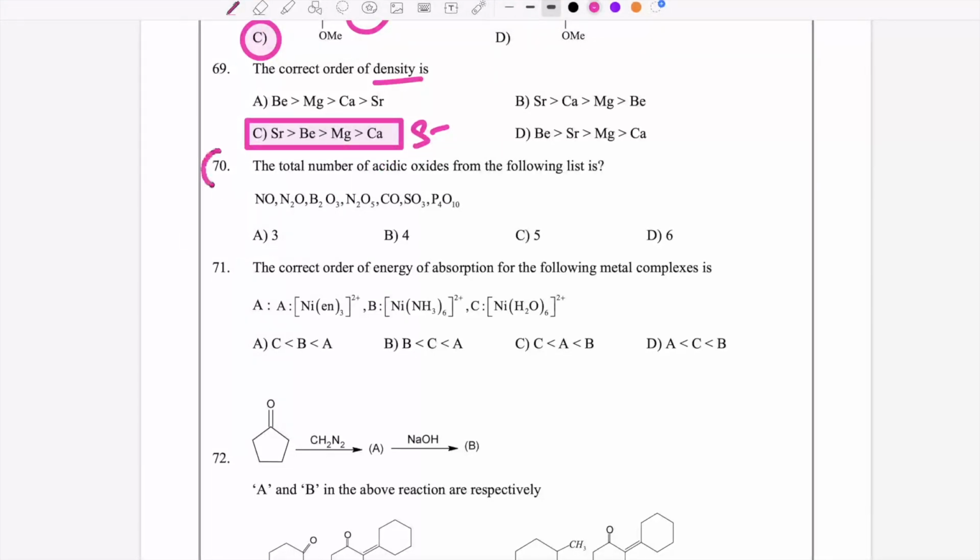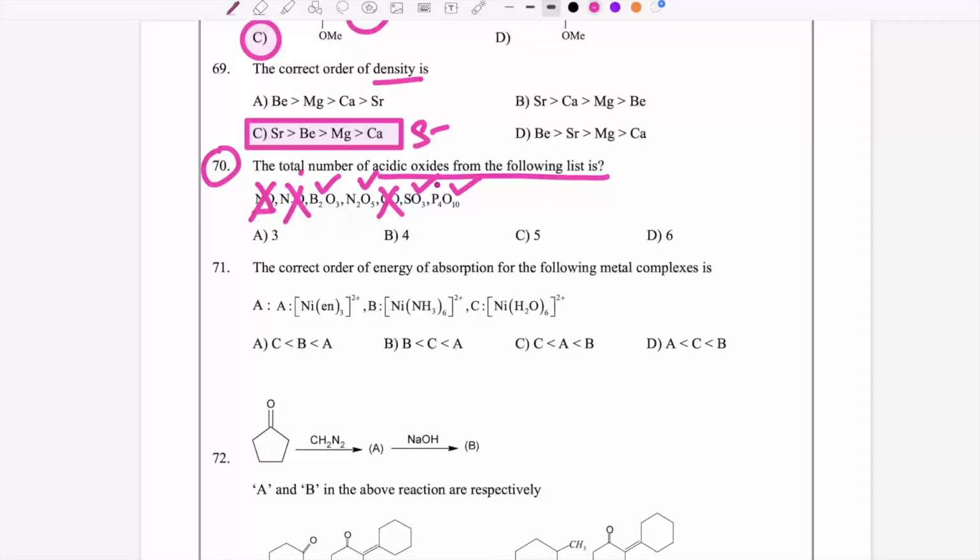Okay, we'll move to the 70th question. Question number 70. The total number of acidic oxides in the following list is: NO is neutral, N2O is also neutral, B2O3 acidic, N2O5 acidic, CO is also neutral, SO3 is acidic, and P4O10 is also acidic.